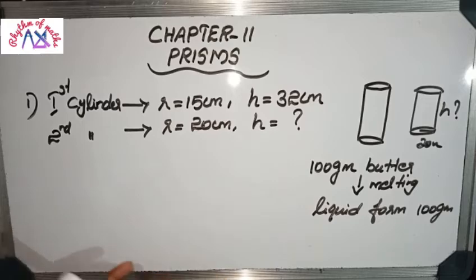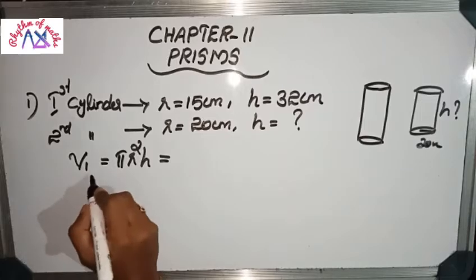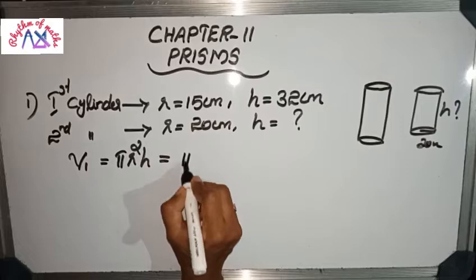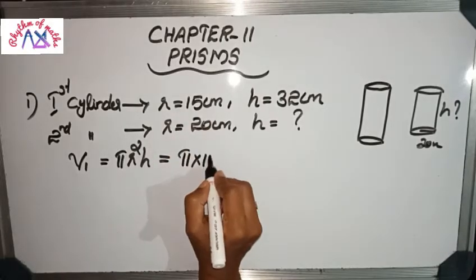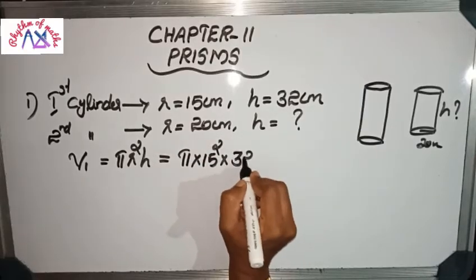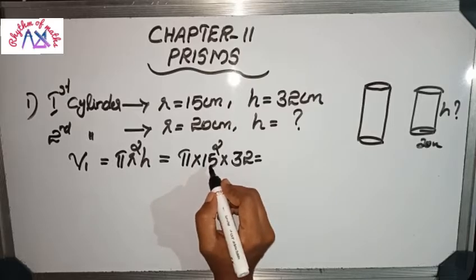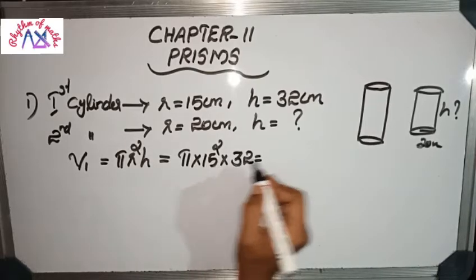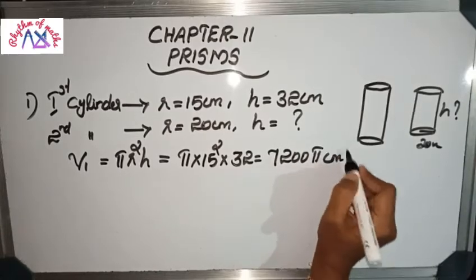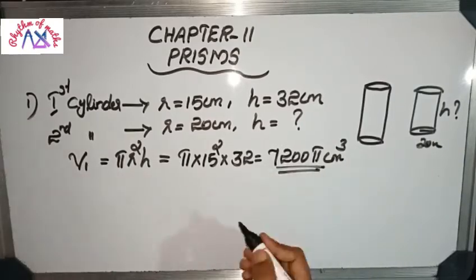So first of all, let's find the first cylinder's volume. We know the equation to find volume is pi r square h. For the first cylinder, radius 15, height 32. So pi into 15 square into height 32. 15 square is 225. Then 225 into 32, when you multiply this, you will get 7200 pi centimeter cube. Cube is the unit for volume. So we got the volume as 7200 pi.